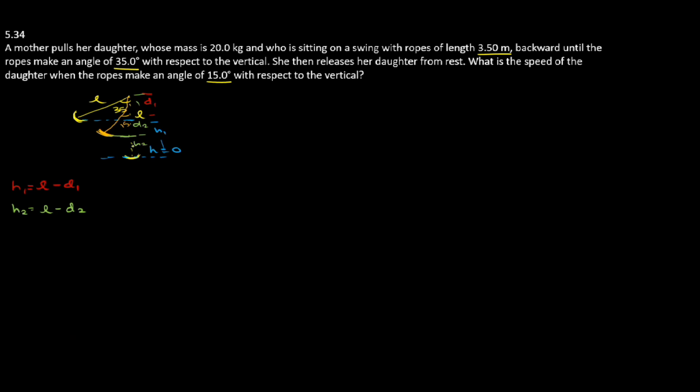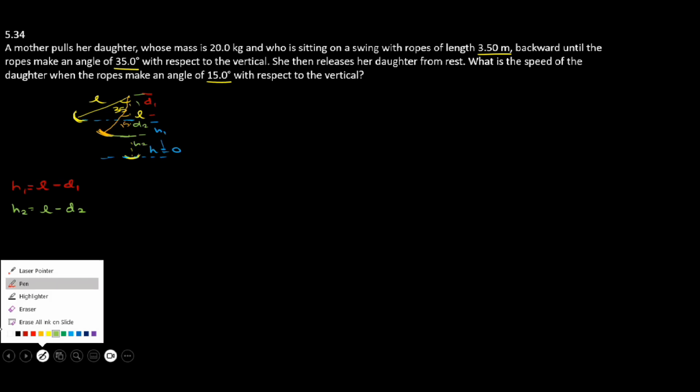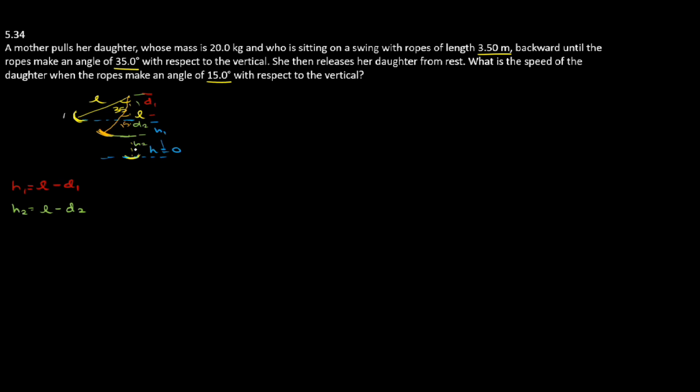Let this be my first point and let this be the second point. If I want to find the velocity of the swing at the second point, I have to use the law of conservation of energy. Now, the law of conservation of energy says that the energy of an isolated system remains constant. That means if I take any 2 points, the total energy at these 2 points has to be equal. So total energy at point 1 must be equal to total energy at point 2.